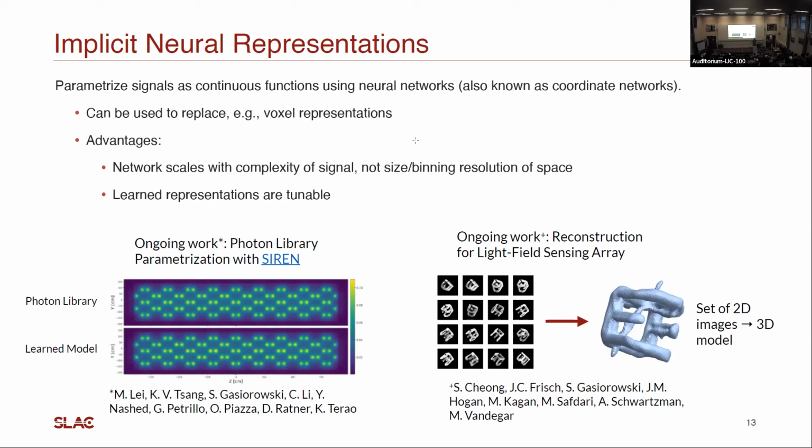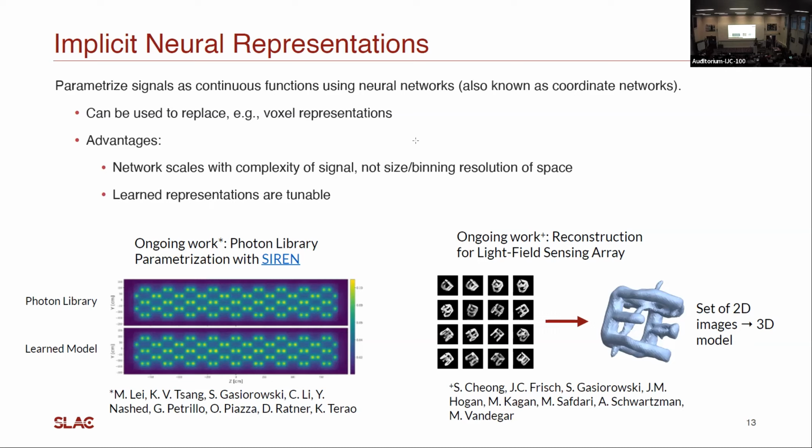And so using something like these implicit neural representations can be very nice because, one, the network scales with the complexity of the signal, not the size or resolution of your bin space. And then two, these are tunable because these are neural networks. And so that's really nice. You can do stuff like train on simulation and tune to data.